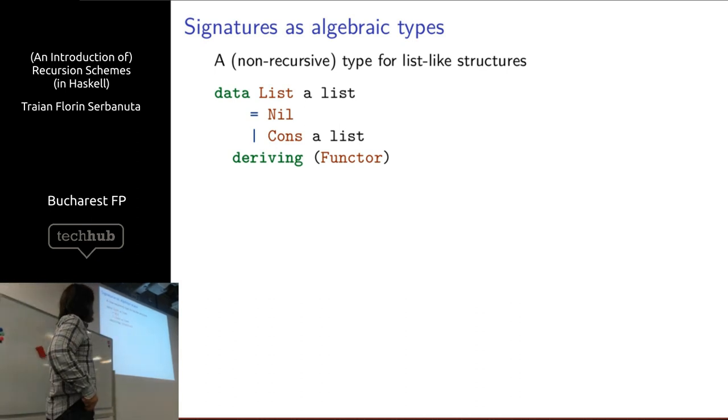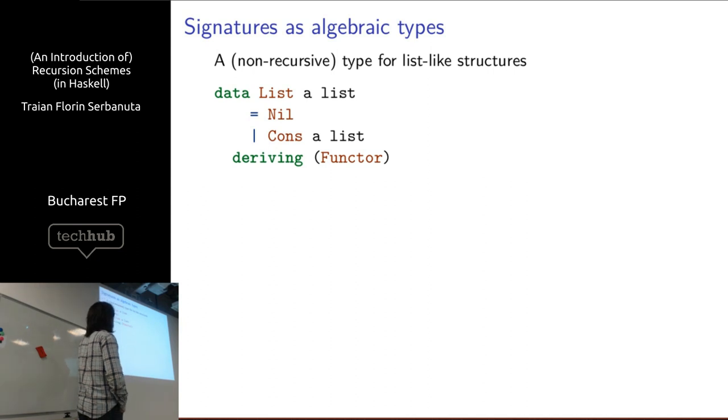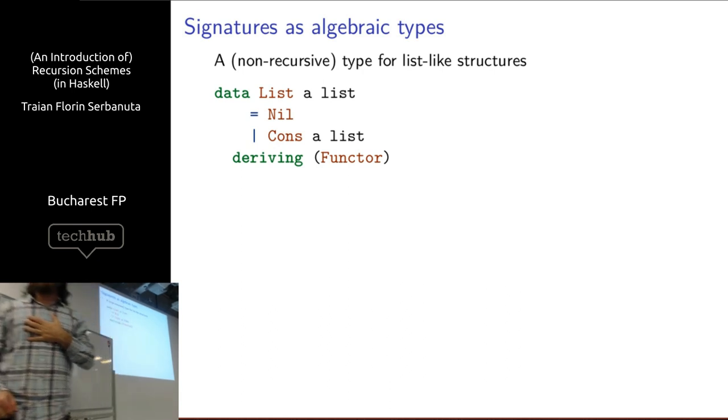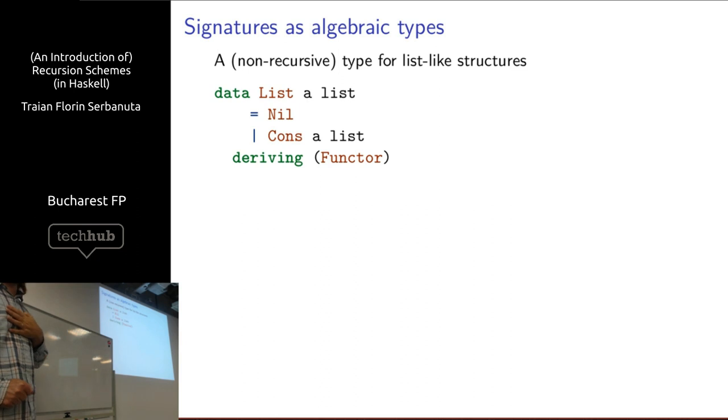In Haskell, it's very nice to think of algebraic types like data types. Because you'll see here that it's a little bit different than how we think of a list in general, because we also have a type for the list itself. So I'm saying that I have a list-like structure depending on a type A of the elements and a type for the list. I have a constructor nil, and a constructor cons taking an element and a list. And yeah, I'm deriving Functor here. You'll see soon why. And we can talk more about why we do that.